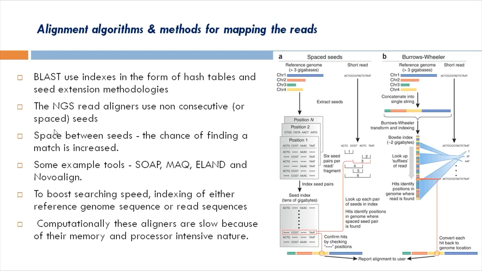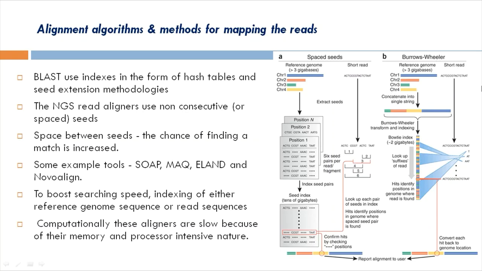To do the alignment, I'm not going into the details of the algorithm itself, but there are two different ways by which you can align. One is called a space seed alignment, and the other one is a Burrows-Wheeler alignment. Burrows-Wheeler alignment is the more popular and more successful one. It is basically the zip files that we create, reducing the size of the files follows this Burrows-Wheeler algorithm, right?